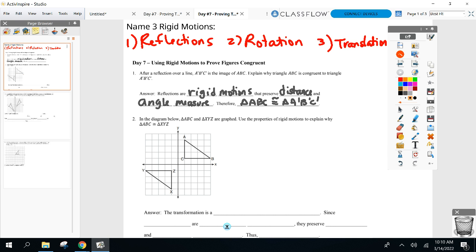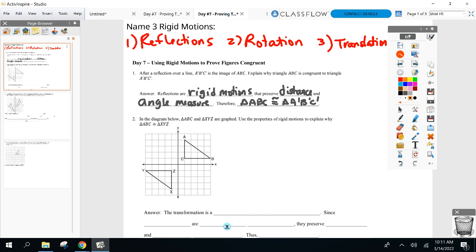So that's what we're doing today. Figure out what you're doing, and then you're going to say, oh, those result in congruent figures at the end. So reflections are rigid motions, preserved. And this is the exact same wording I want every time. All right, make it easy on you.